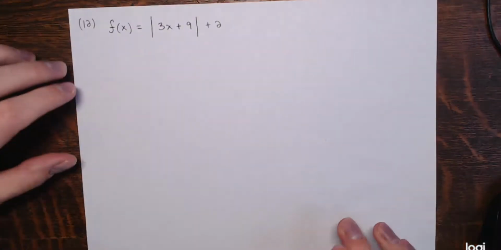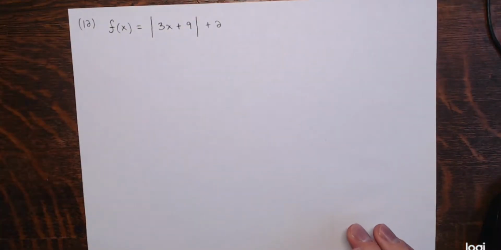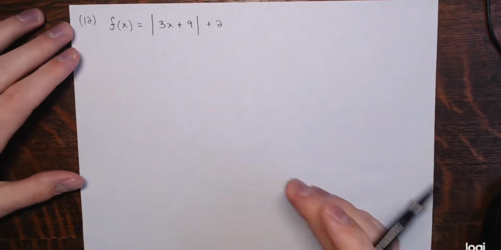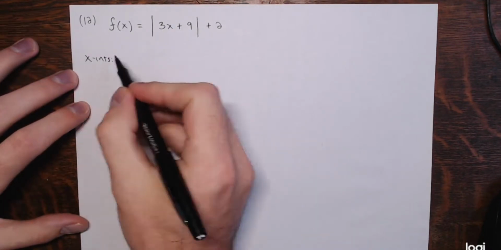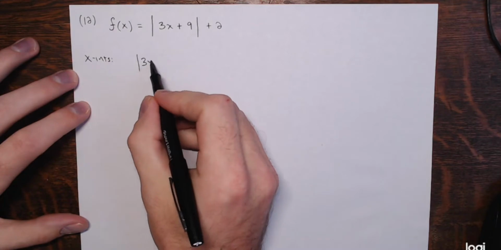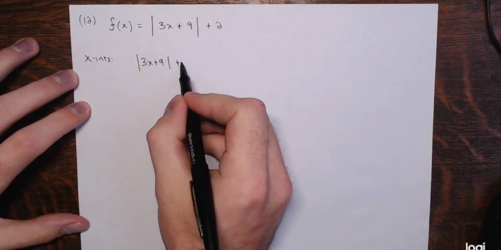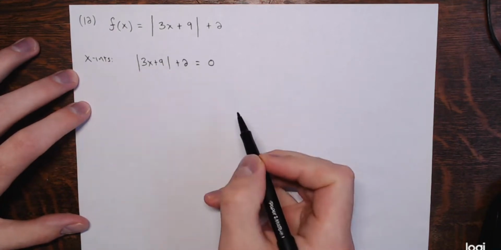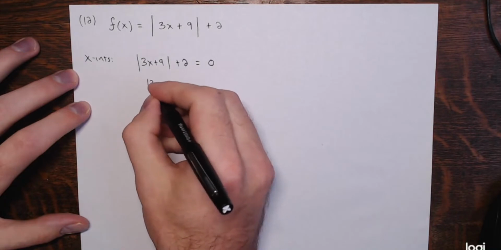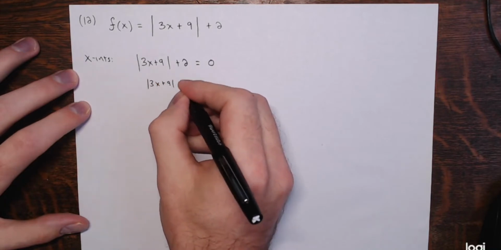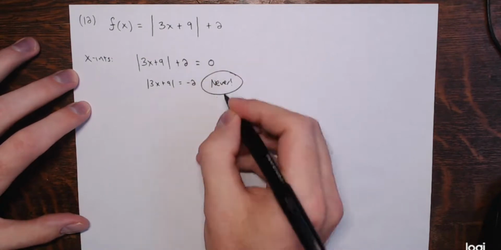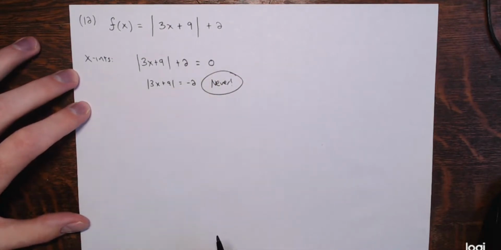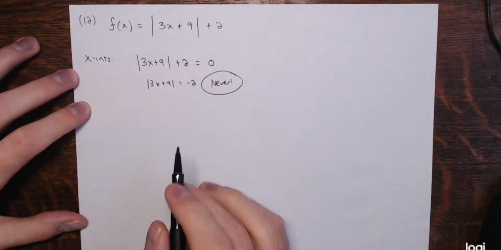Next example. So again, we've just got a couple more of these. All right, so this time again, I'll start trying to find the intercepts, the x-intercepts. Where is the absolute value of 3x plus 9, plus 2, equal to 0? Well, this will happen when the absolute value of 3x plus 9 is equal to negative 2. Oh, that can't happen. Can't have an absolute value equal to a negative number. So there are no x-intercepts.